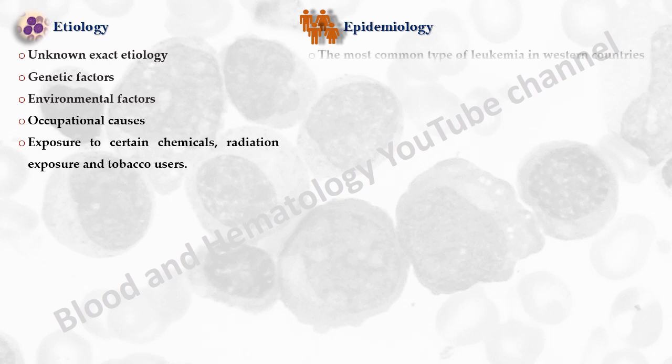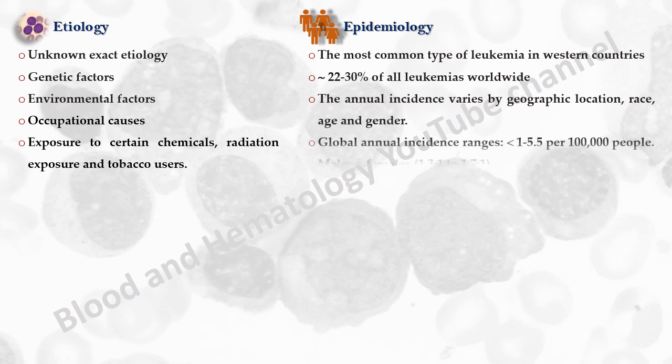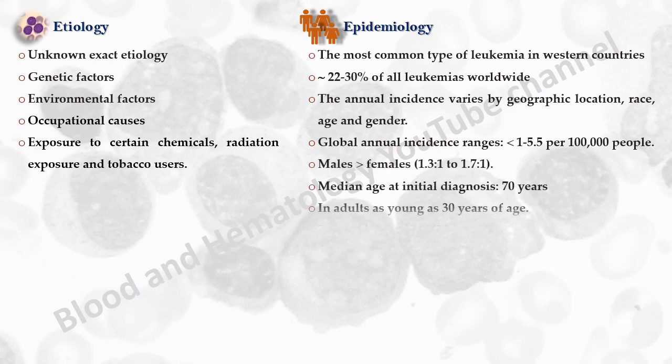CLL is the most common type of leukemia in Western countries, accounting for about 22 to 30% of all leukemias worldwide. The annual incidence of CLL varies by geographic location, race, age, and gender of the population. Global annual incidence ranges from less than 1 to 5.5 per 100,000 people, and males are more commonly affected than females. CLL is a disease predominantly of the older age group as the median age at initial diagnosis is 70 years. CLL can affect adults as young as 30 years of age and is extremely rare in children.